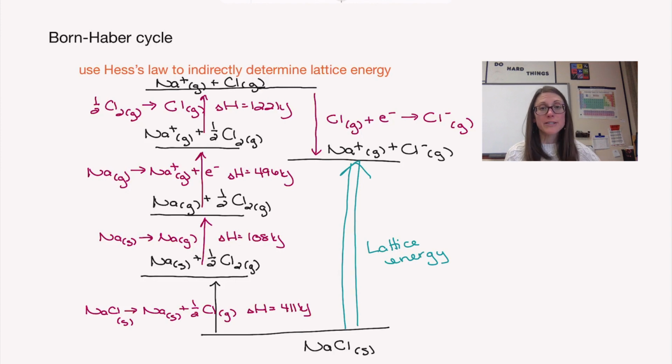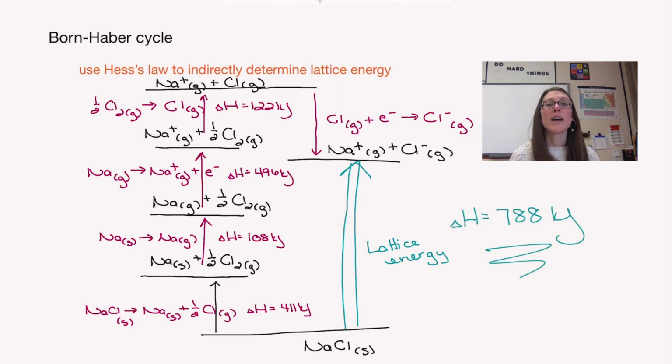And so after all of these steps are done, we've done the process in a different order, but we've gotten ourselves from our starting material to our target products. And so I can simply sum all of these steps to find the lattice energy. And so the lattice energy for sodium chloride through this rather roundabout process is 788 kilojoules per mole, because lattice energy by definition is for 1 mole of our material.